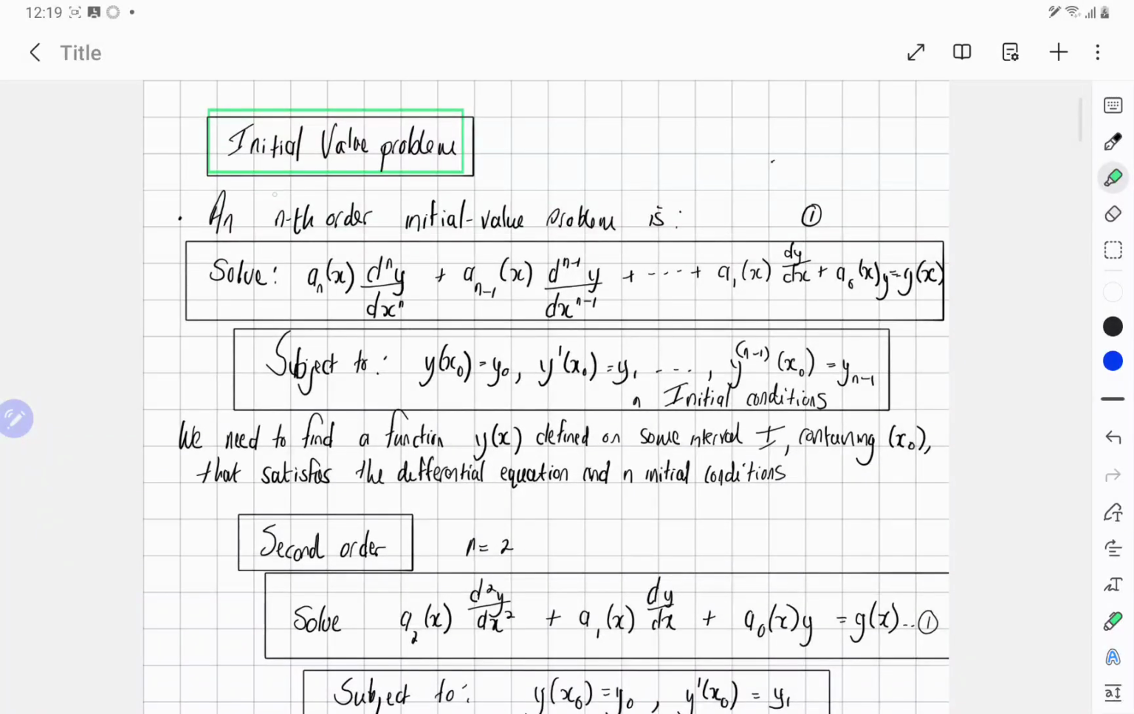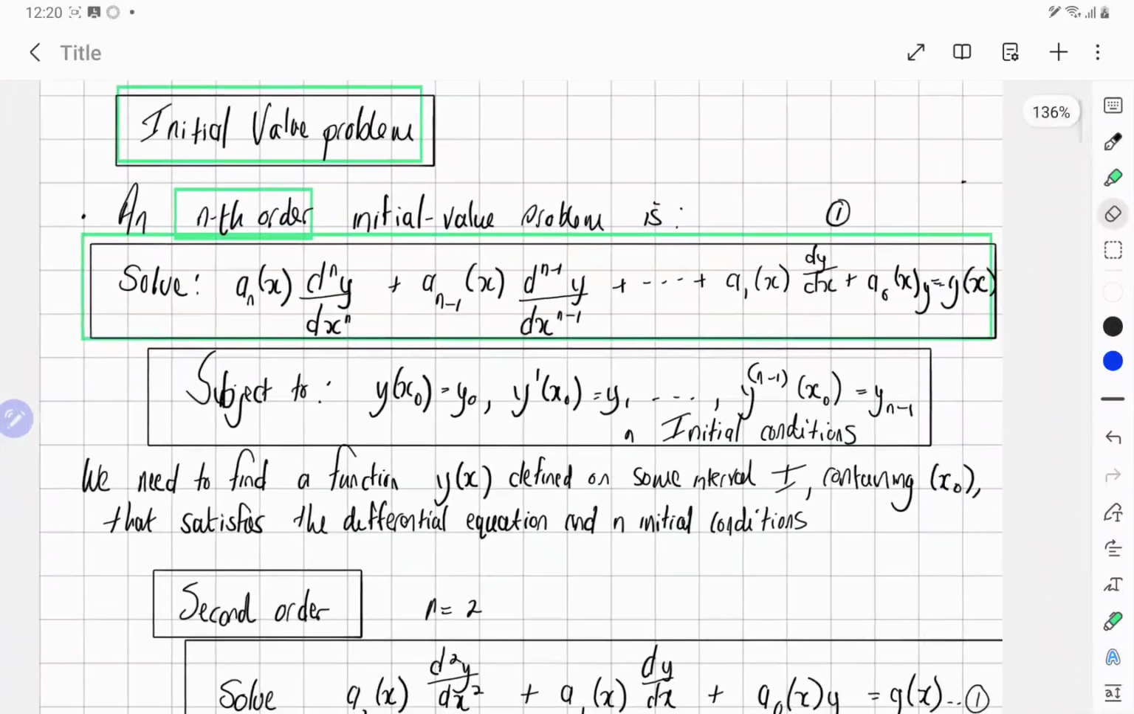So if we have an nth order initial value problem, we want to solve this differential equation. Now, just recall what a differential equation is. So if I have a derivative equal, say, to x squared plus y squared, what do I want to solve? I'm getting a first order differential equation. I want to solve the function. So I'm given the derivative. I want to solve the function in terms of x.